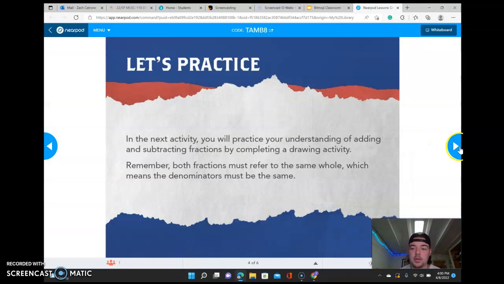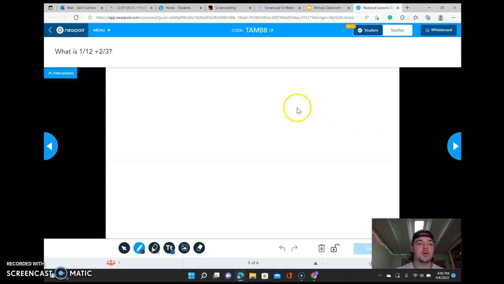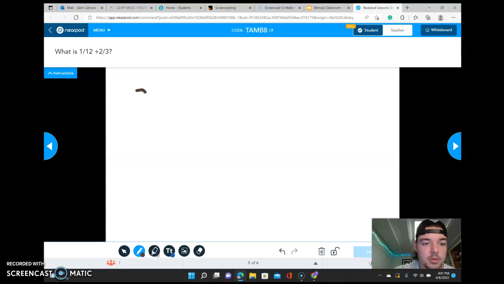So let's practice one. Let's do it together. So what is 1 out of 12 plus 2 out of 3? The fraction we want to change in this one is 2 out of 3, because we cannot divide 1 out of 12 to 3, but we have to multiply the 3. So how many times is 3 going to 12? 4, right? So we're gonna be drawing on this.